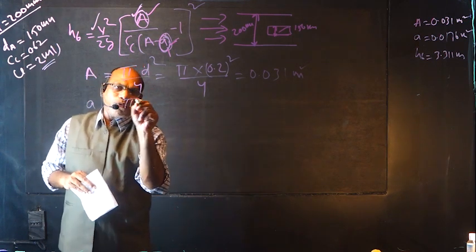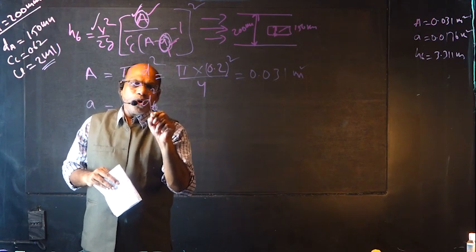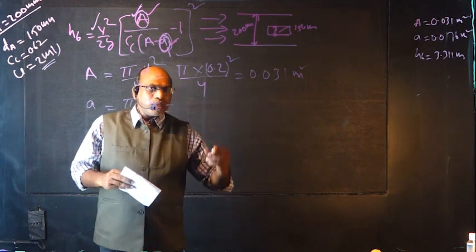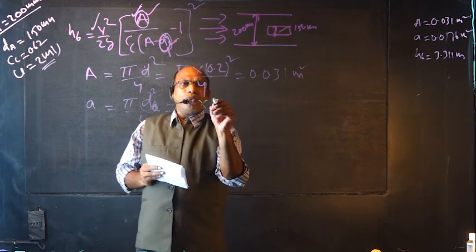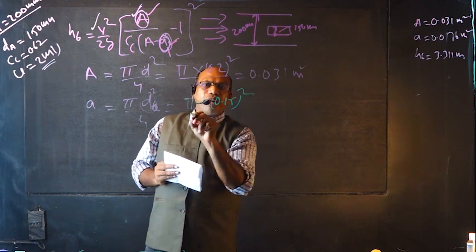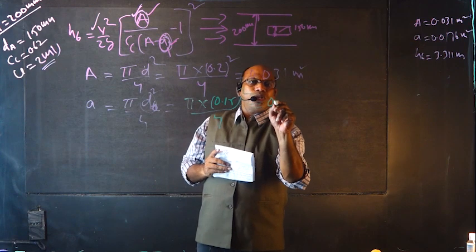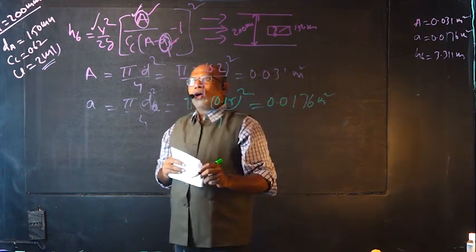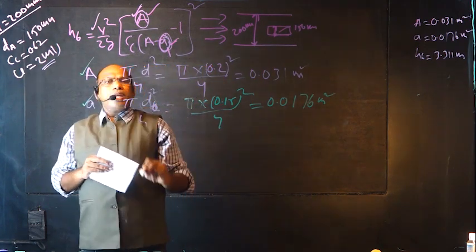Now we are going to determine the cross-sectional area of the obstruction. That is equal to the same formula, pi d square by 4. Here the diameter is the obstruction diameter, pi into, what is the diameter? 150 mm. That is equal to 0.15 square divided by 4. Therefore, the area of the obstruction is equal to 0.0176 meter square.